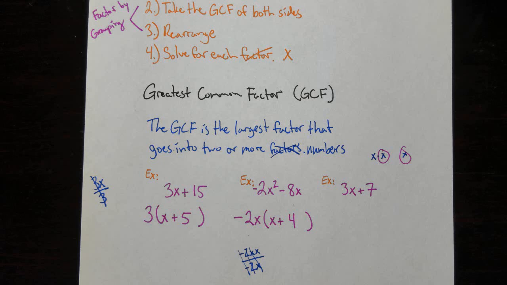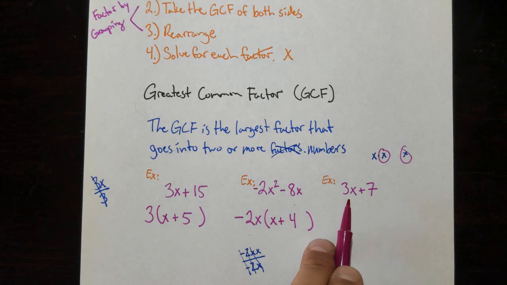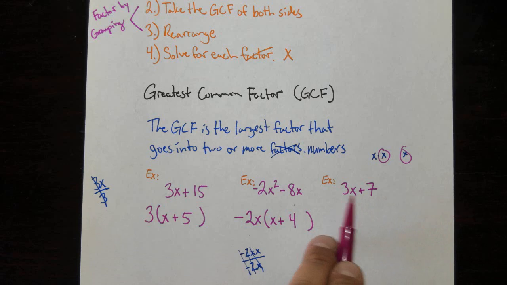And then this last one, 3x plus 7, well, let's think about this. The signs are both positive, so there's nothing really to pull out. The greatest number, though, look, between 3 and 7, what is the largest number that goes into both 3 and 7? Well, that would just be 1, wouldn't it? Yeah, because 1 is the largest number that can be divided out of both of these evenly.